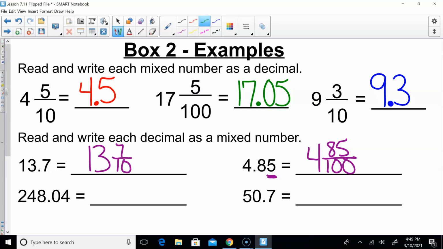And the next two, we have 248 and 4 hundredths. So 248 and 4 hundredths. 50 and 7 tenths. So 50 and 7 tenths. So you can pause the video right now. Hopefully your answers matched mine. If not, hopefully in looking at that and listening through them, you'll be able to find your own mistakes to help you better understand writing decimals as mixed numbers.